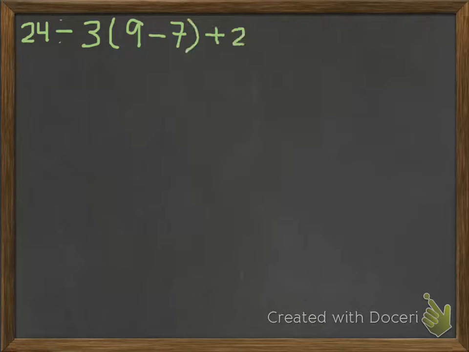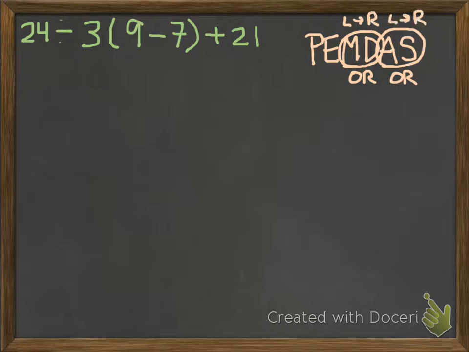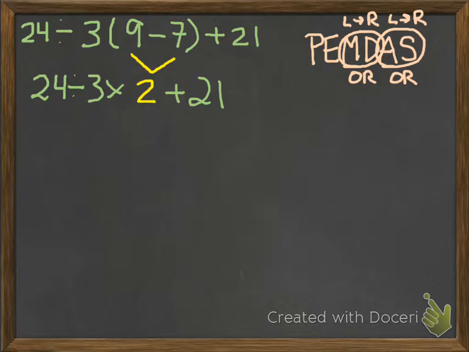Now we're going to look at another problem. 24 divided by 3 times 9 minus 7 in parentheses plus 21. The first thing I'm going to do is write my PEMDAS. Now, the first thing I have to do in PEMDAS is the parentheses, and in the parentheses I have 9 minus 7. 9 minus 7 is 2. Remember, I always do one step at a time. Now I need to rewrite the expression. So I'm left with 24 divided by 3 times 2 plus 21.